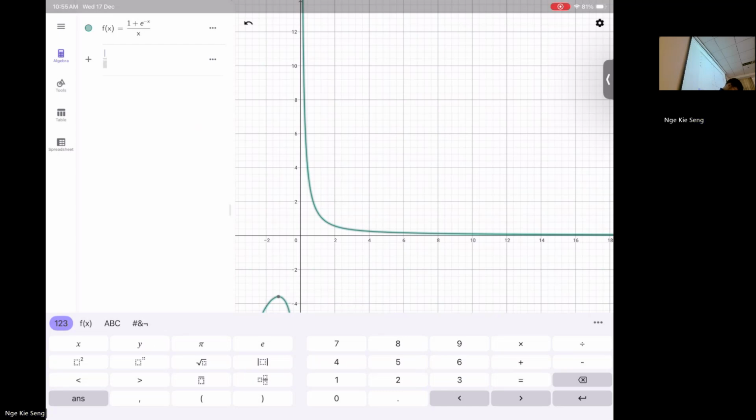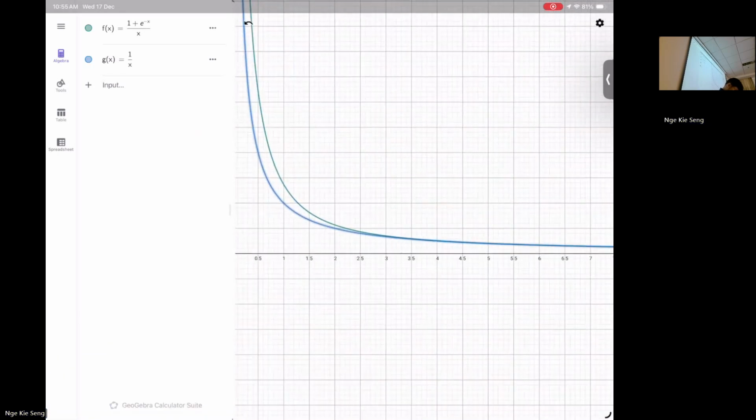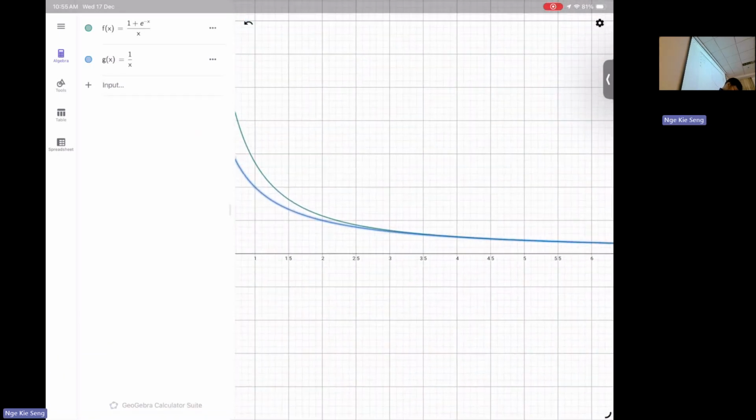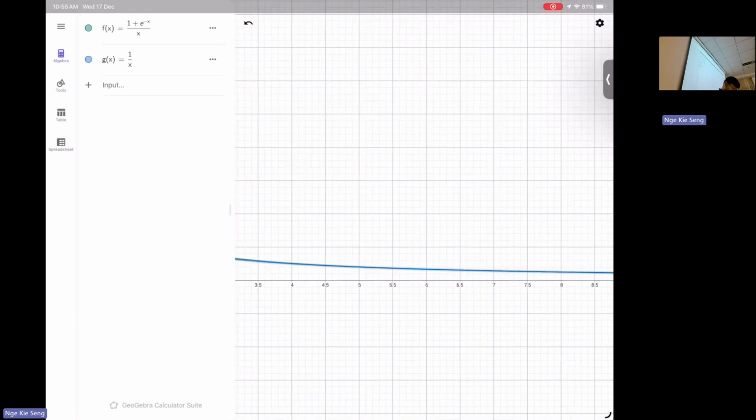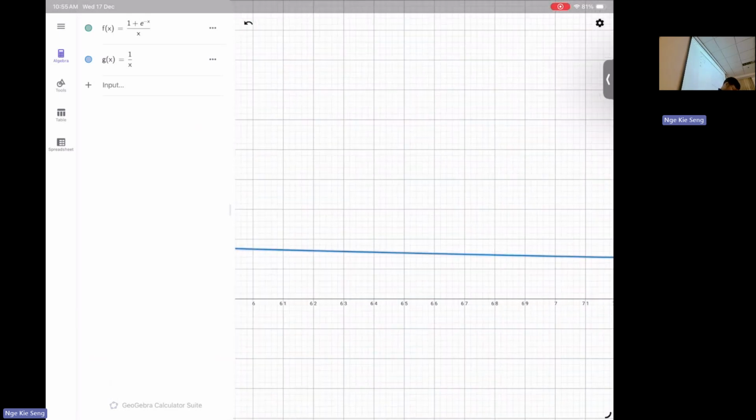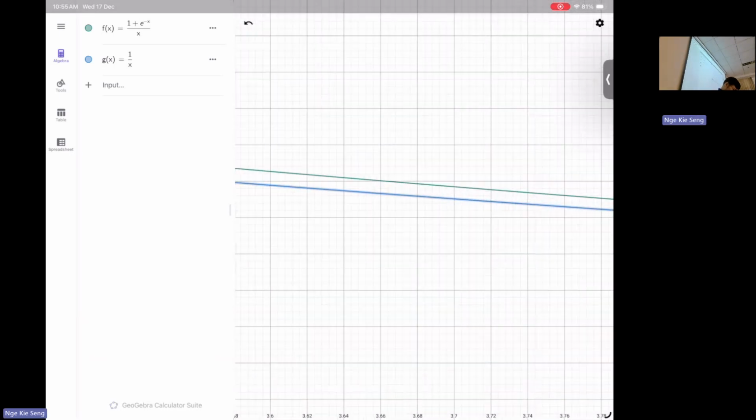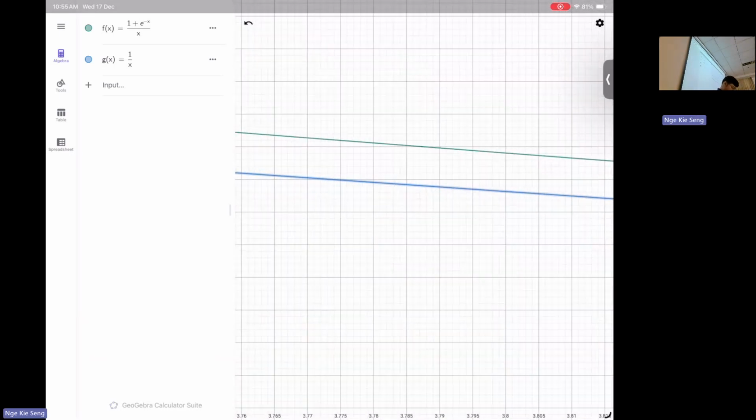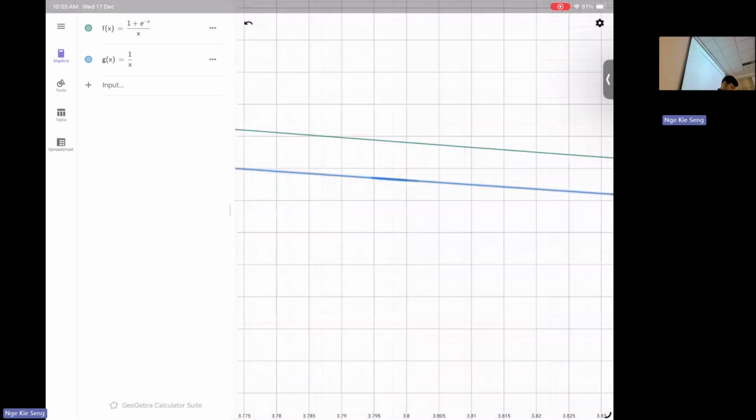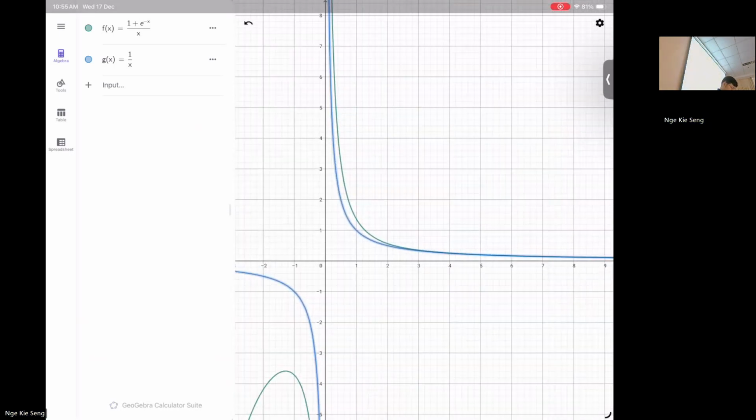So 1 over x. Okay, so can you see 1 over x and (1 plus e to the minus x) over x? Really close actually, you see? Very close. I cannot split them out anymore. So maybe I need to zoom in very big. Only then is there a difference. It's almost the same already.